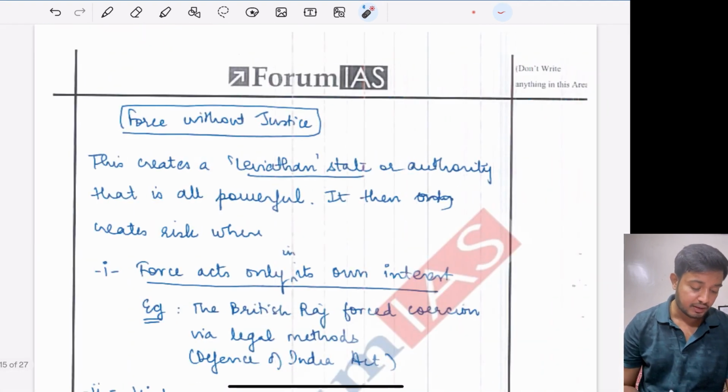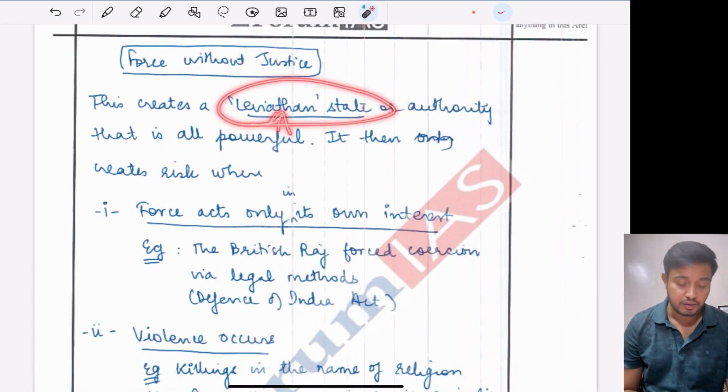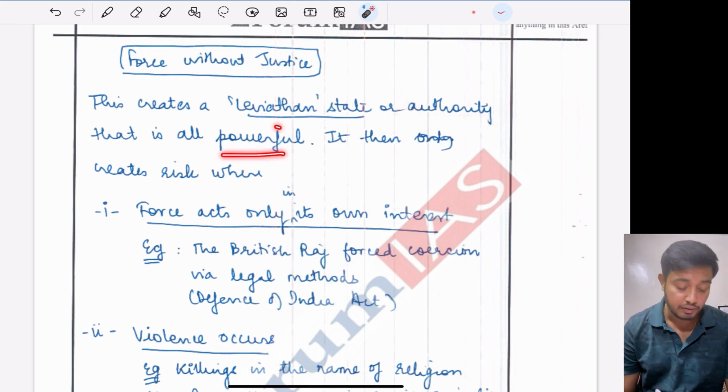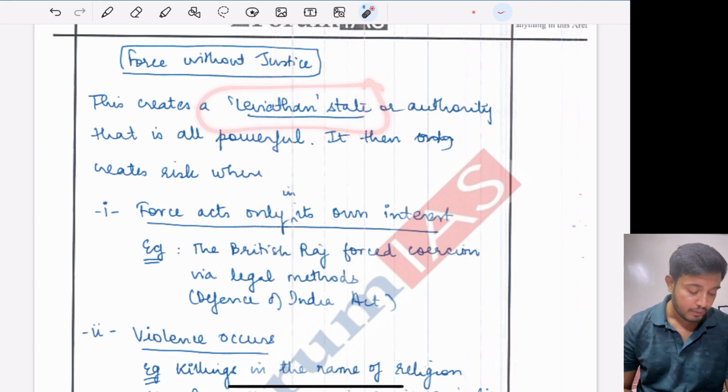So force without justice, again she's writing. She brought a new concept, Leviathan state. Leviathan is a monster, an under-ocean monster. So Leviathan state is something pertaining to these lines. I don't know about this, but it will be something like that. It is some under-ocean monster. So maybe a state acting as such a monstrous authority or something. So she brought such innovative concepts. Now you can directly borrow this. Use Google or ChatGPT to understand what is Leviathan state. Even I have to do this.